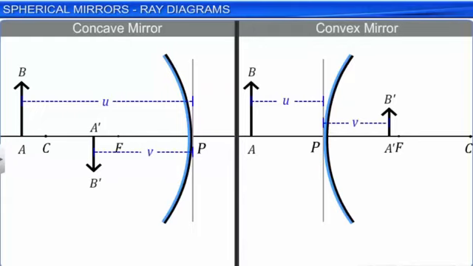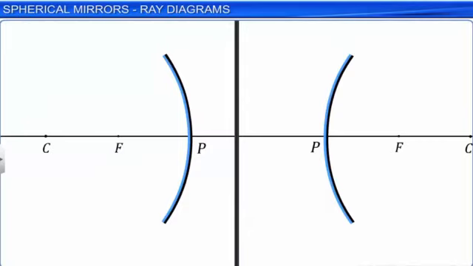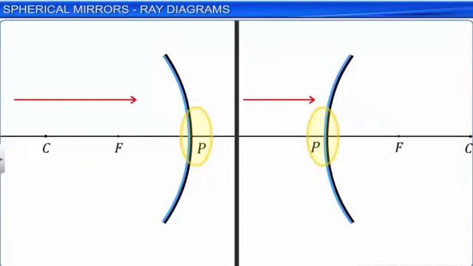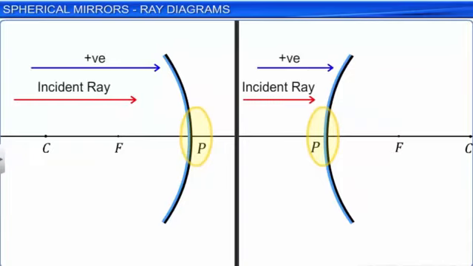We follow the Cartesian sign convention to measure distances from the mirror and heights from the principal axis. According to this convention, all distances are measured from the pole of the mirror. For example, the focal length f and the radius of curvature R are measured as shown. Distances in the direction of incident light are taken as positive, and distances measured in the direction opposite to the direction of incident light are taken as negative.